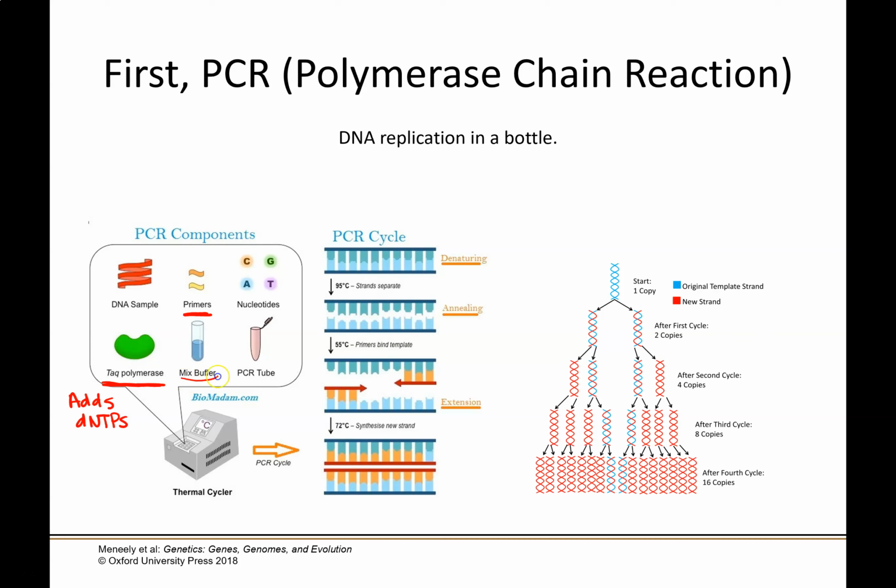And then we have some reaction solution, and then we mix it all in a little tube. So the idea behind PCR is that in the first step we denature. This means we pull apart our strands, and we do this by heat.